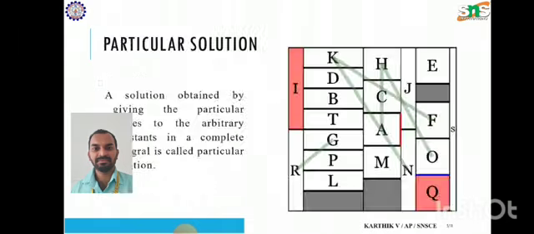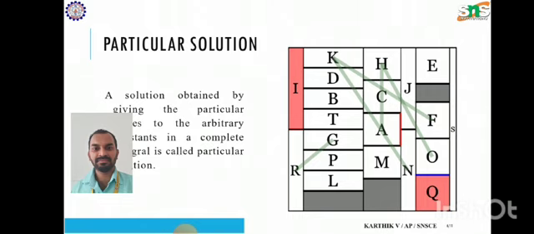Particular solution. By giving particular values to the arbitrary constants in a complete integral, we get the particular solution. In the previous example, in equation number 2, we give some particular values to a and b. After substituting a and b, we get the particular solution.